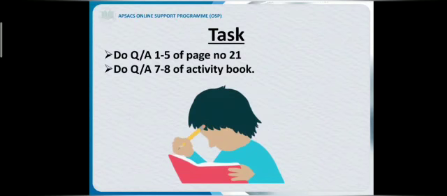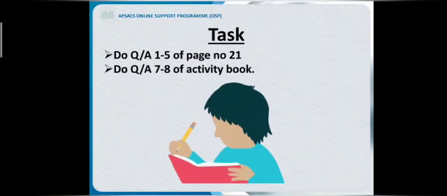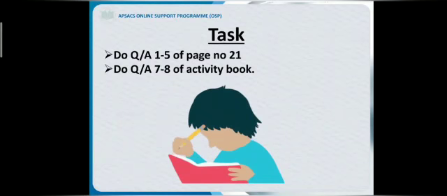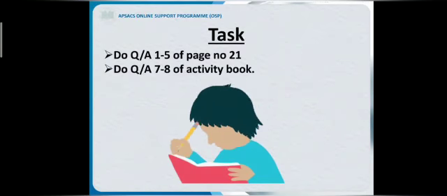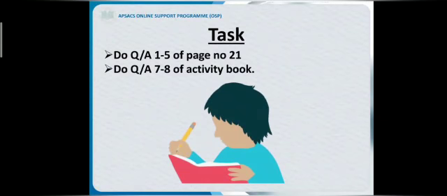That's all. Now the task that you have to do is question answers 1 till 5 of page 21 of your textbook. Then do question answers 7 and 8 of your activity book of the same chapter.